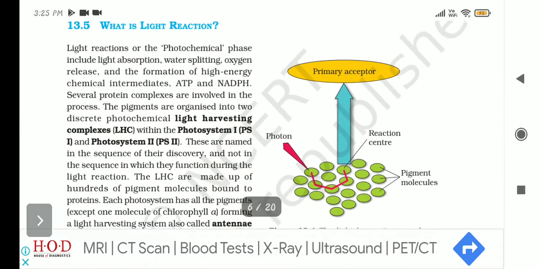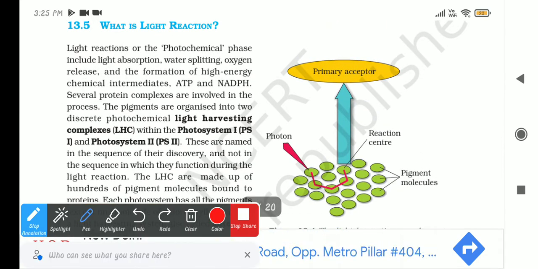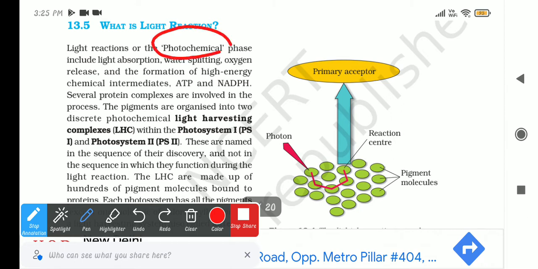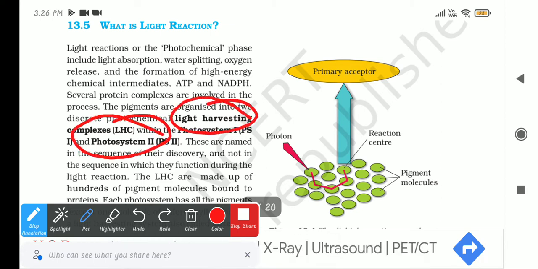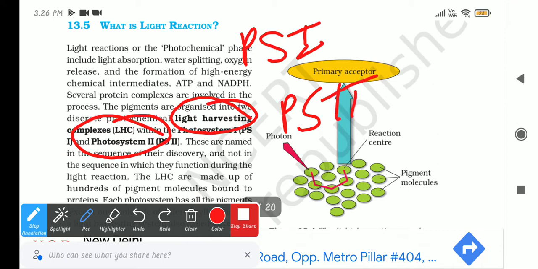So let's read what it is writing. It is written that the light reaction, which is called the photochemical phase, includes light absorption, water splitting, oxygen release, and the formation of high energy chemical intermediates, which are ATP and NADPH. Several protein complexes are involved in this process. The pigments are organized into two discrete photochemical light harvesting complexes, PS1 and PS2. We have two photosystems, photosystem 1 and photosystem 2.